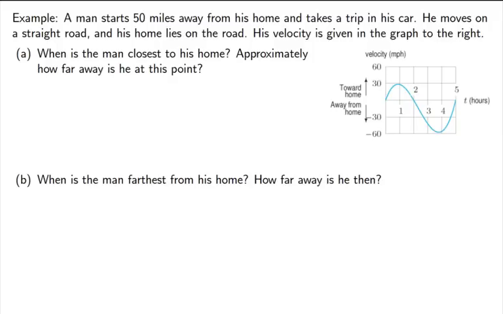We've got a man who starts 50 miles away from his home, and he takes a trip in his car. So what we're looking at is a graph of his velocity. We're going to assume that he's driving on a straight road, and his home lies on that straight road. At the beginning, the man is starting 50 miles away from home. And then this velocity represents when he is driving towards his home. And this velocity represents when he's driving away from his home.